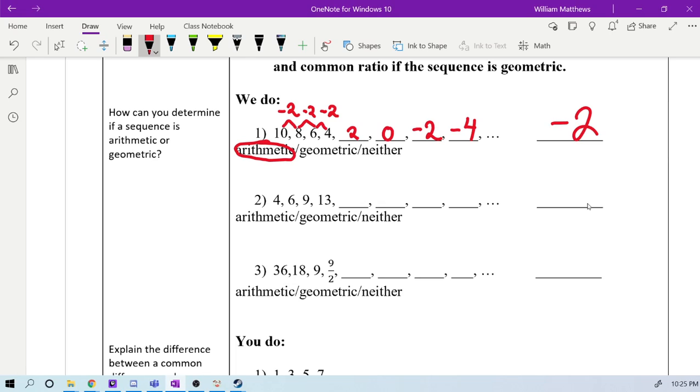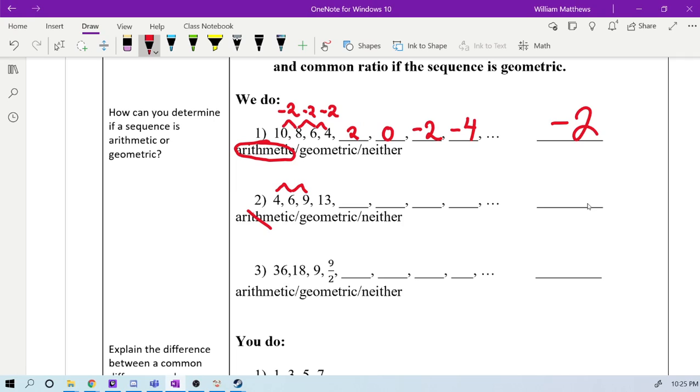For our next one, if we tried arithmetic, this would be a plus 2. And then our next one would be a plus 3. Since these are not the same numbers, arithmetic does not work.